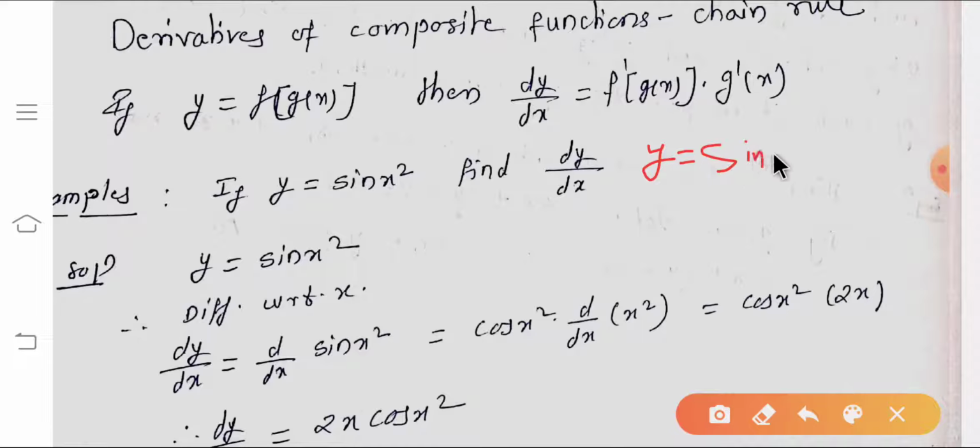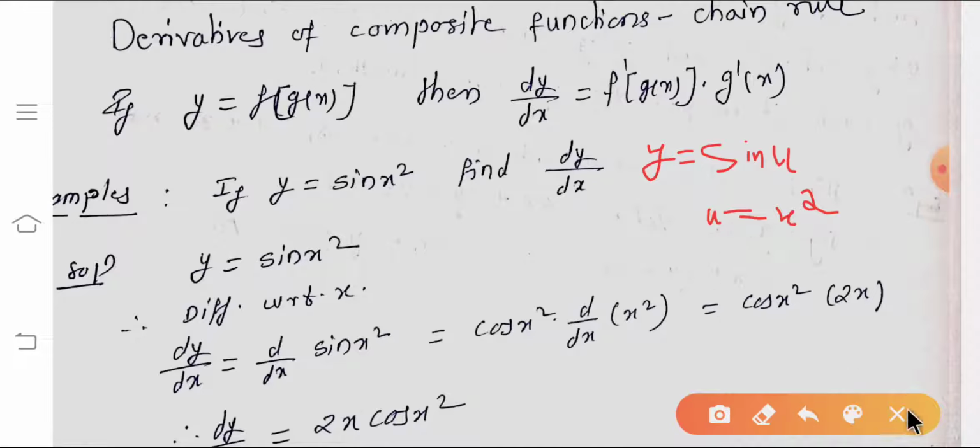So here y is a function of u, and we have considered u equal to x square. Therefore y is a function of u is a function of x, so y is a composite function of x. So the derivative should be dy by dx equal to the derivative of sin u, which is cos u, into du by dx.